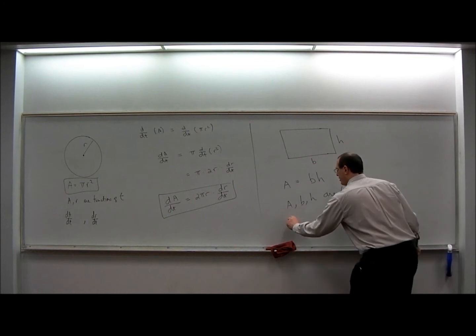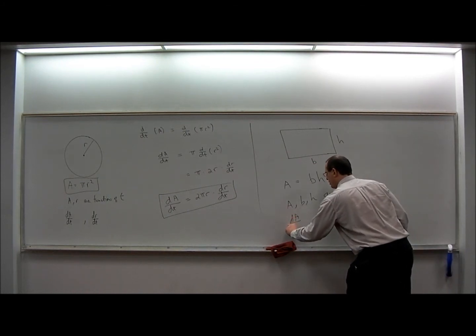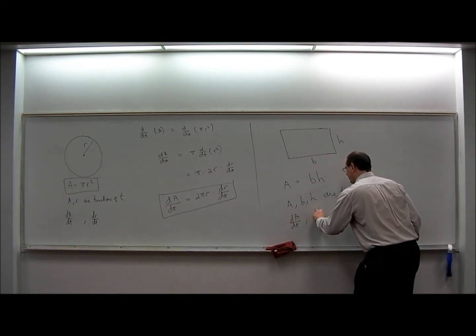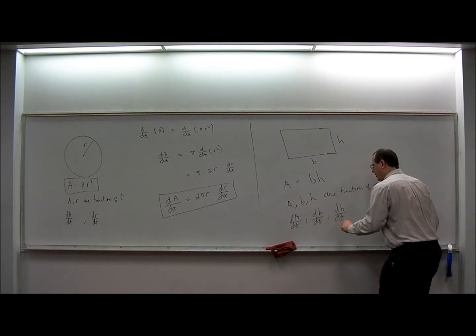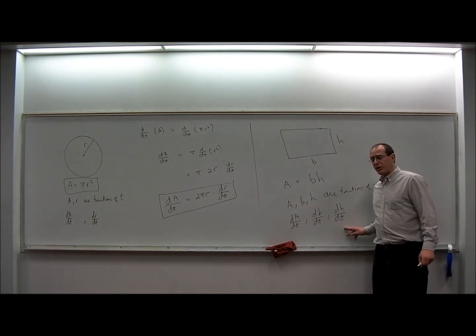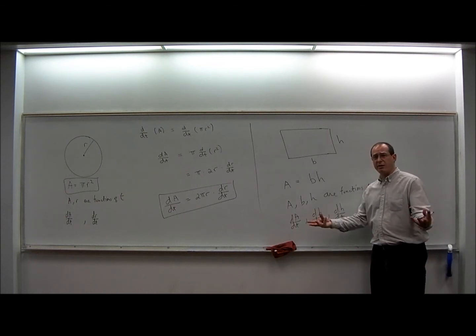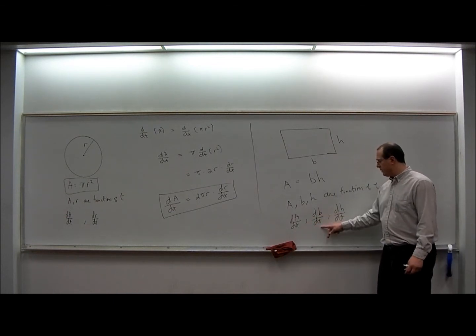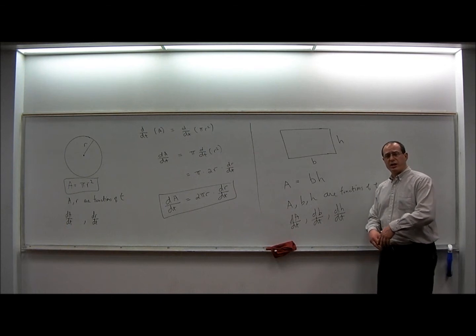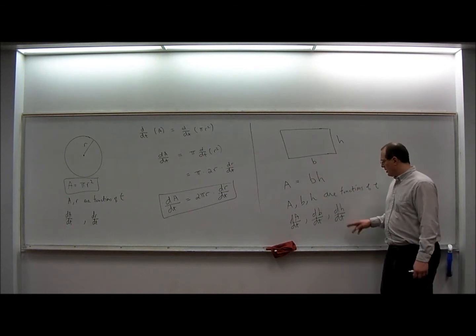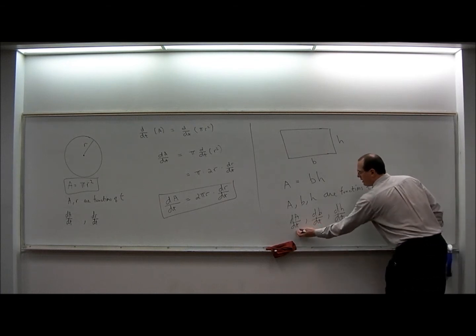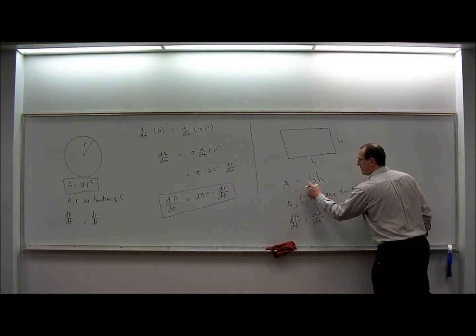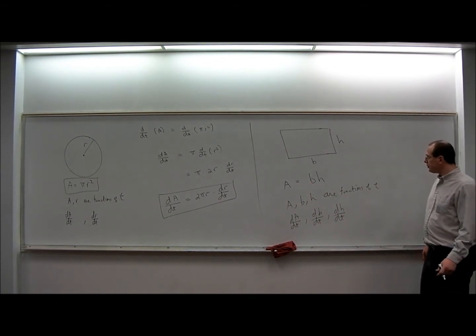So in that case, the calculus expressions dA/dt, db/dt, and dh/dt will tell you the rates at which these things are changing. dA/dt is the rate at which the area is changing. db/dt is the rate at which the base is changing, and similarly for dh/dt. So how are these related if the area is equal to the base times the height?